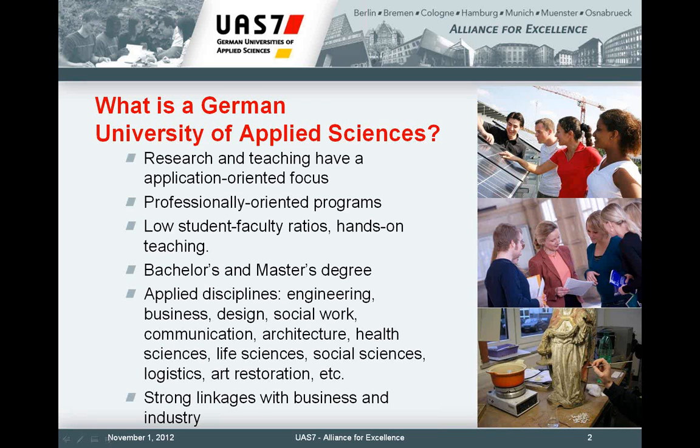With UA7, 7 leading universities of applied science are associated because they tend to keep high standards and a high level of quality in different fields of collaboration, as for example offering together a scholarship program, of which I will speak later. In total, UA7 offers about 470 degree programs at bachelor's and master's level.